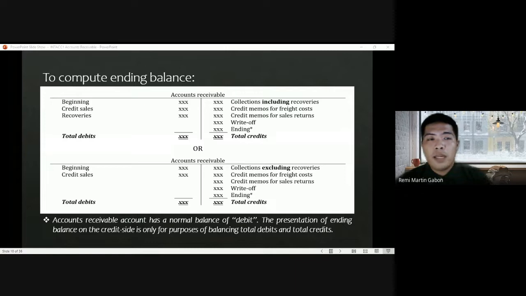Then for recoveries, we can say recoveries are a miraculous collection or recovery of a previously worthless account. When we say worthless, we determine already na the customer will no longer pay. An example ha, ng concept ng write-off. Although we'll discuss write-off more when we proceed with bad debts or doubtful accounts. Ganito lang, a small glimpse lang.